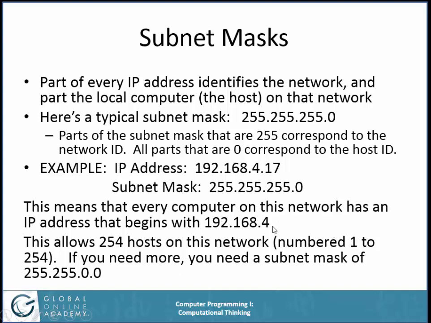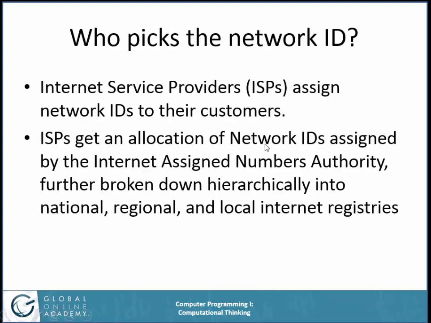Those are reserved for special purposes. If you need more than that on your local area network, then you have to get a subnet mask that's got more zeros in it and less ones in it. Those are more expensive to get. You have to get these IP addresses and subnet masks from an internet service provider, an ISP. And they charge more for the bigger ones.